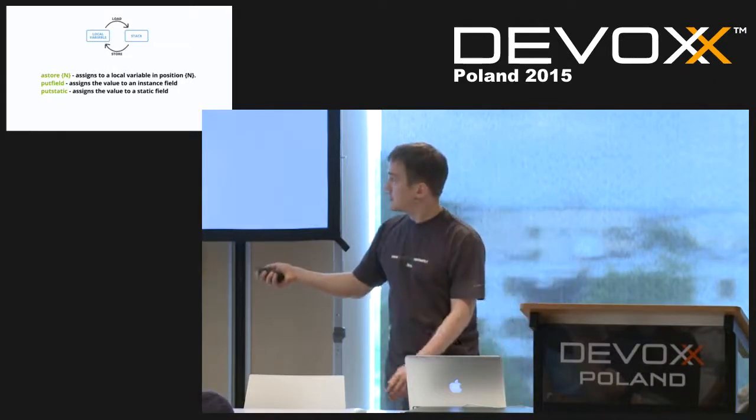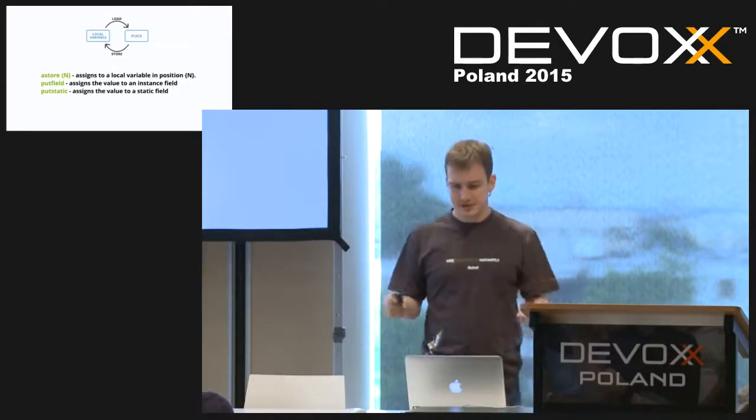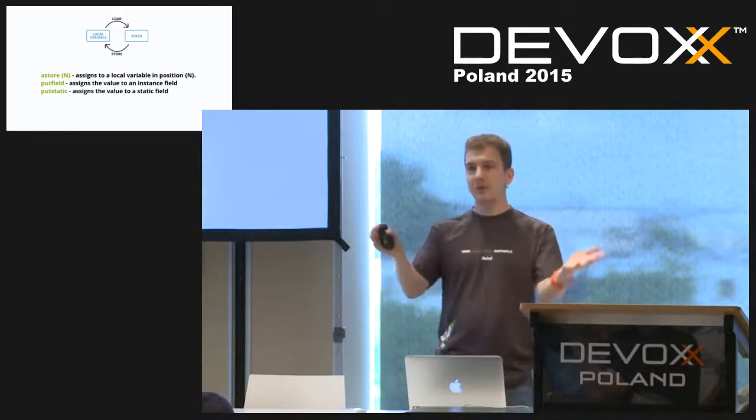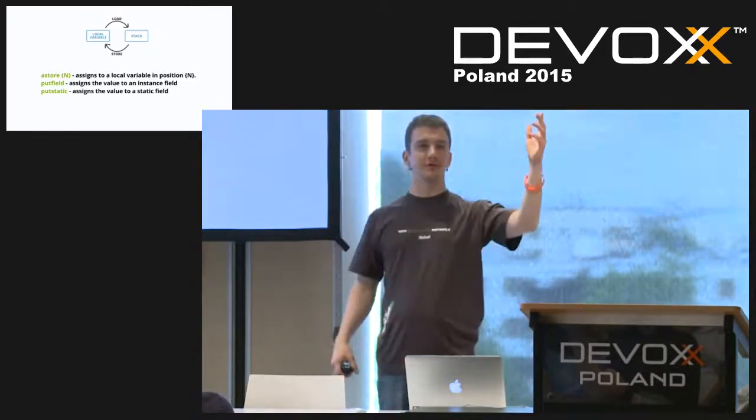Let's go back to the types and to the prefixes, because this is a bit confusing. How many data types are available in the JVM?